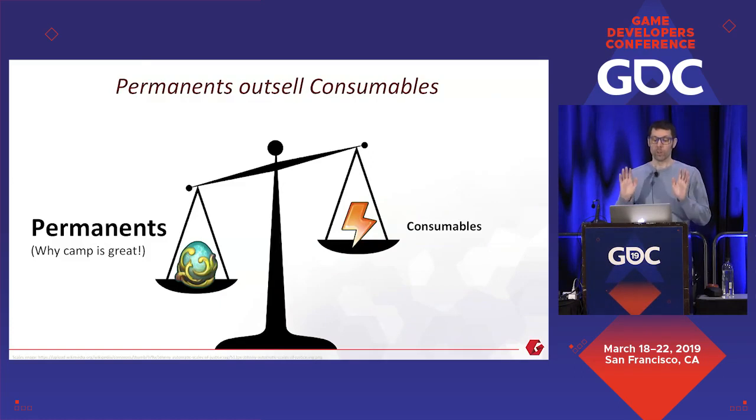Stepping back, if we look at where players spend in our game, we can see a clear trend. Permanents are almost always more attractive than consumables. And this shows why having a camp-like area is so powerful. Right? It's your trophy case, and it gives meaning to the sort of permanence that players want.